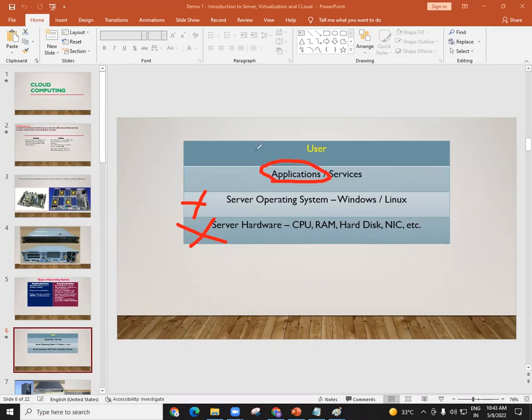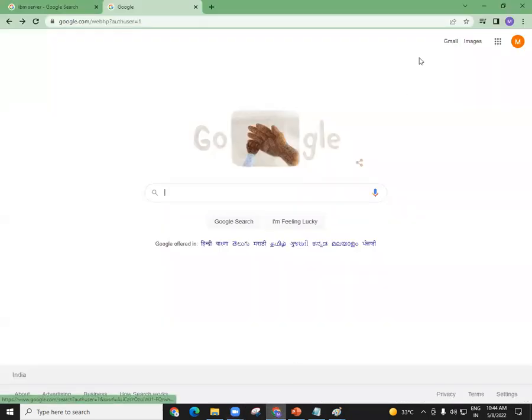I repeat again. The cloud computing providers like Amazon, Google, Microsoft will say, no need to take server hardware in your company, and no need to take a server operating system in your company. Without these, you can also run your applications. But how and where? These companies have data centers.